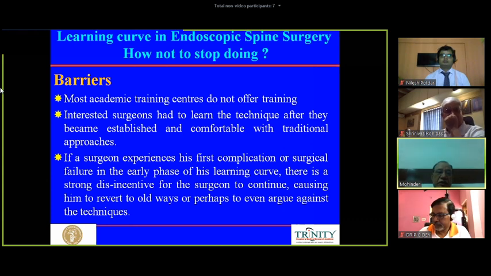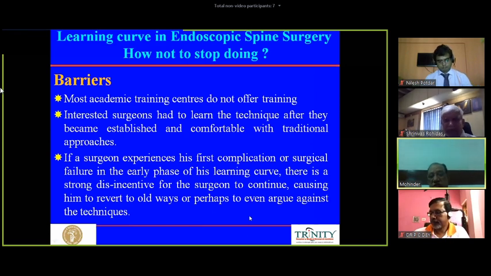And if a surgeon experiences his first complication or surgical failure in the early phase of his learning curve, there is a strong disincentive for the surgeon to continue, causing him to revert to old ways or perhaps even argue against the technique. So this is a common thing. I have come across surgeons who had burned their hands trying endoscopic techniques. They couldn't do it, they were highly frustrated and they became negative critics. They always say that you can't see inside, vision is very poor, you only see soft tissues.